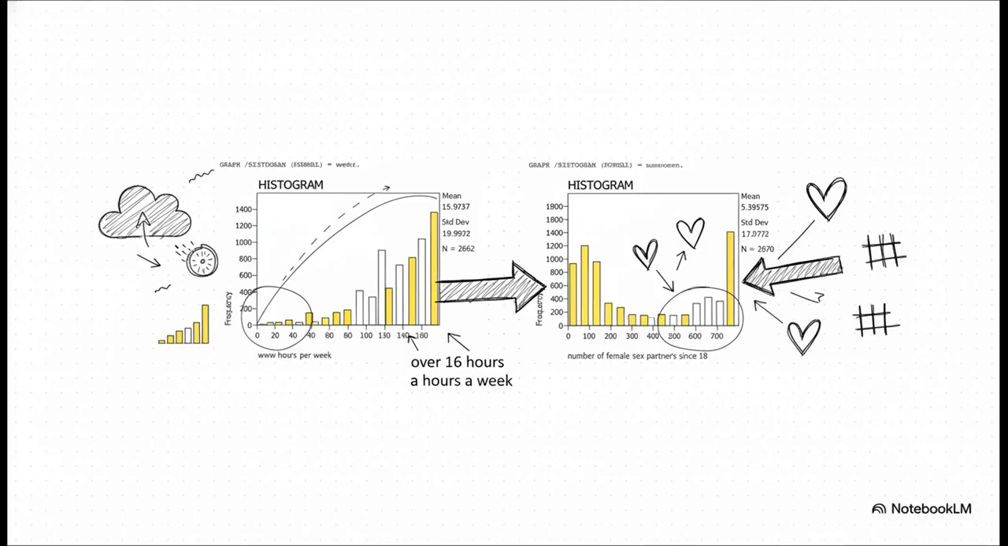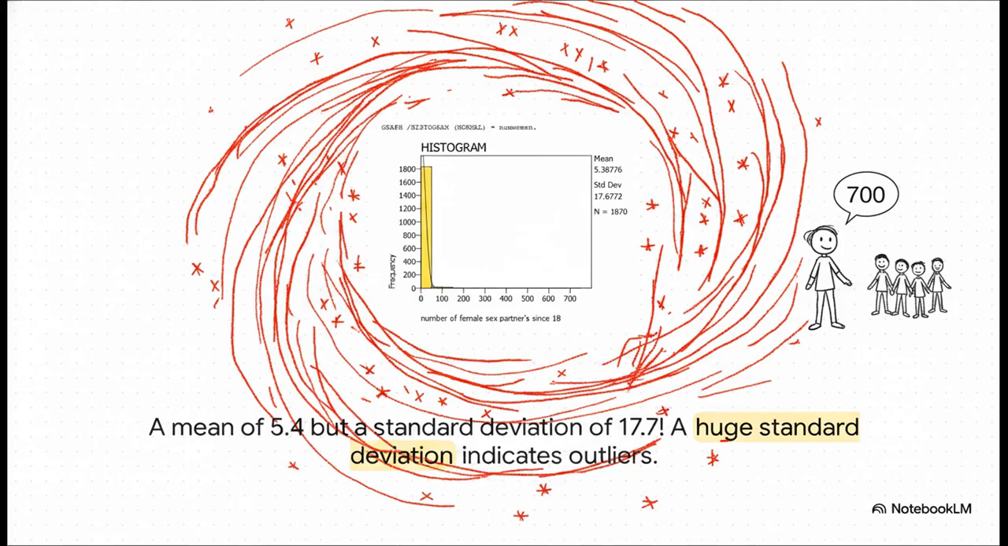It's just a few extreme cases that are dragging that average way up, making it not very representative of a typical person at all. The standard deviation here is the dead giveaway. The mean is 5.4, but the standard deviation is a mind-blowing 17.7. That is a massive flashing red light telling you that your data is incredibly spread out, and it's almost certainly because of outliers. Like, I don't know, the one person who claimed 700 partners.